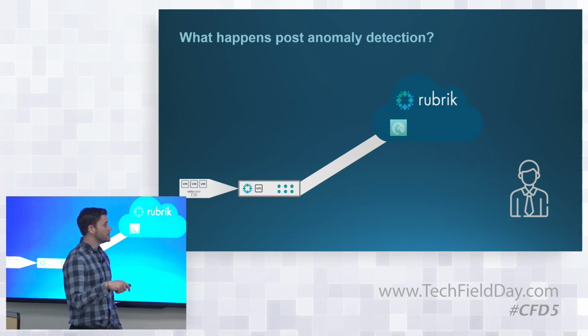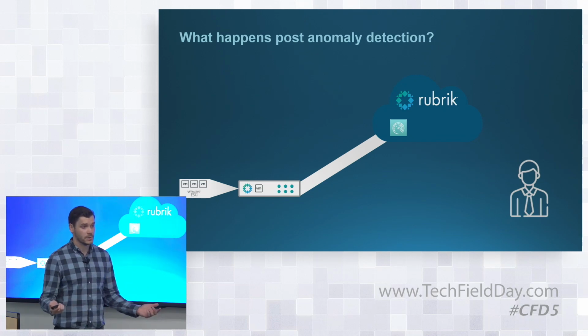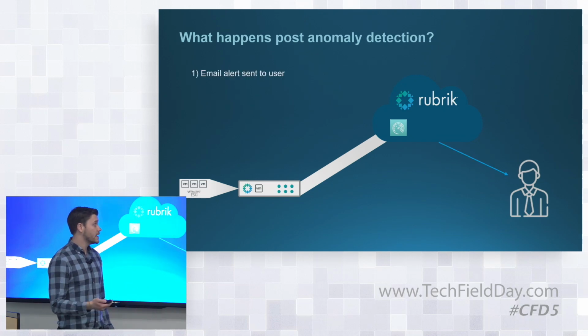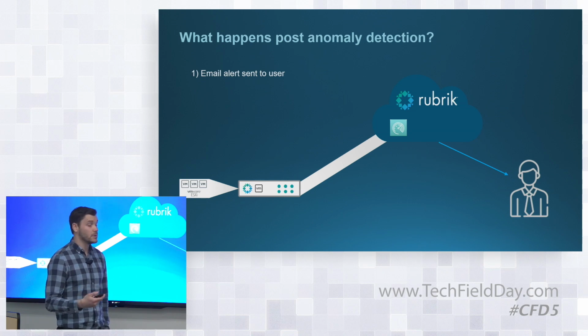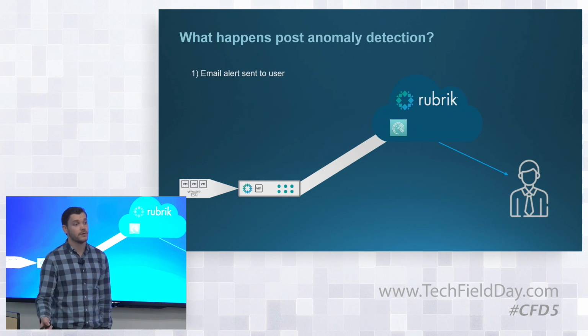So what happens after anomaly detection? Well, the first thing, obviously, is we inform the user so that they know as quickly as possible, hey, something strange happened on this system. You need to go investigate.